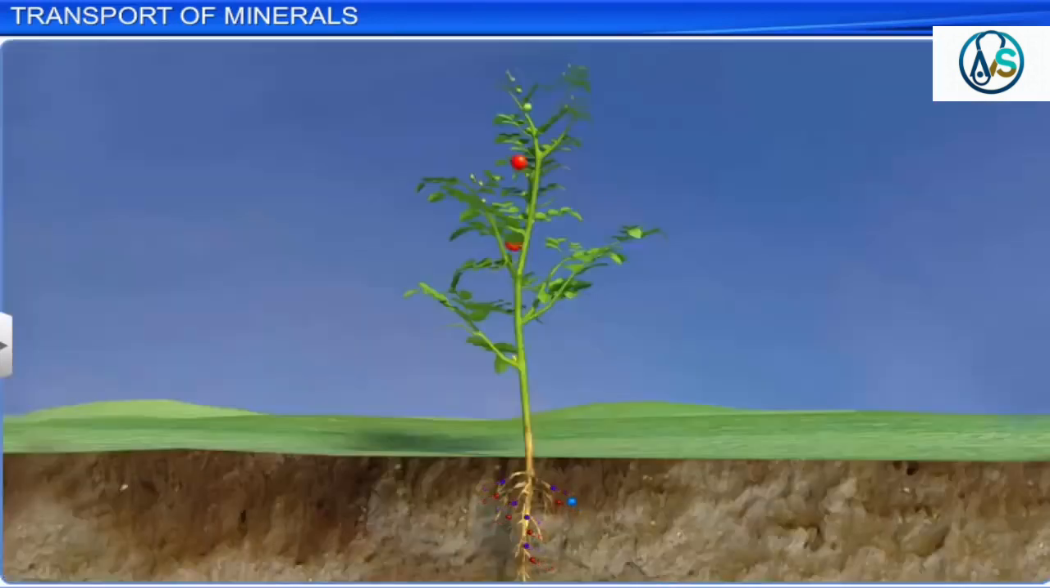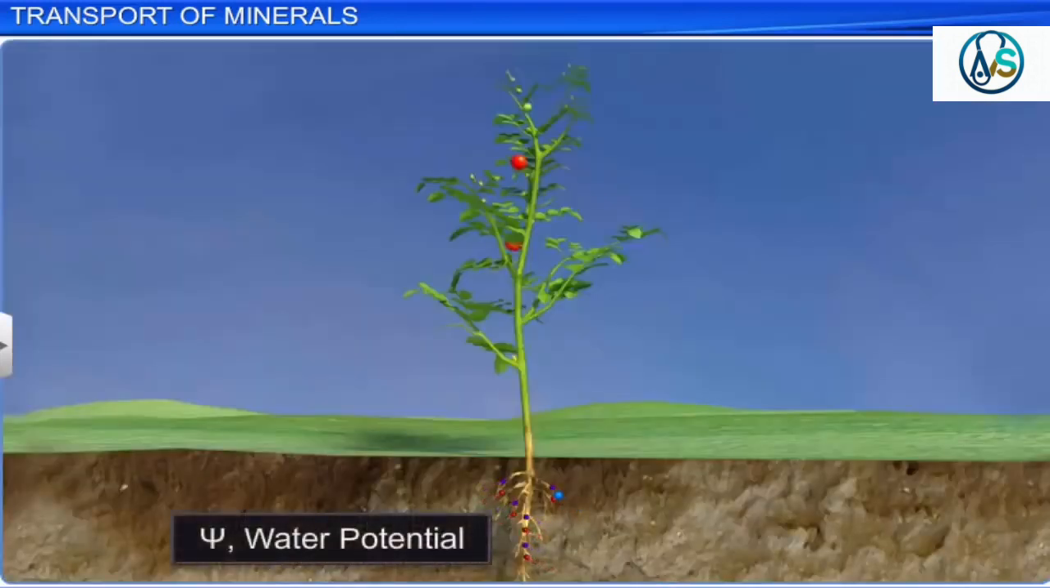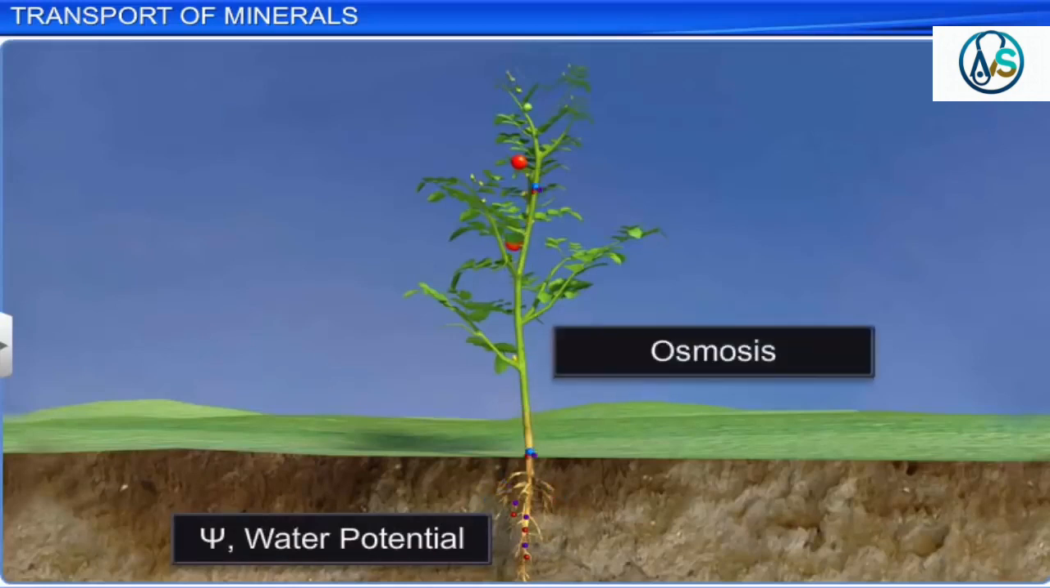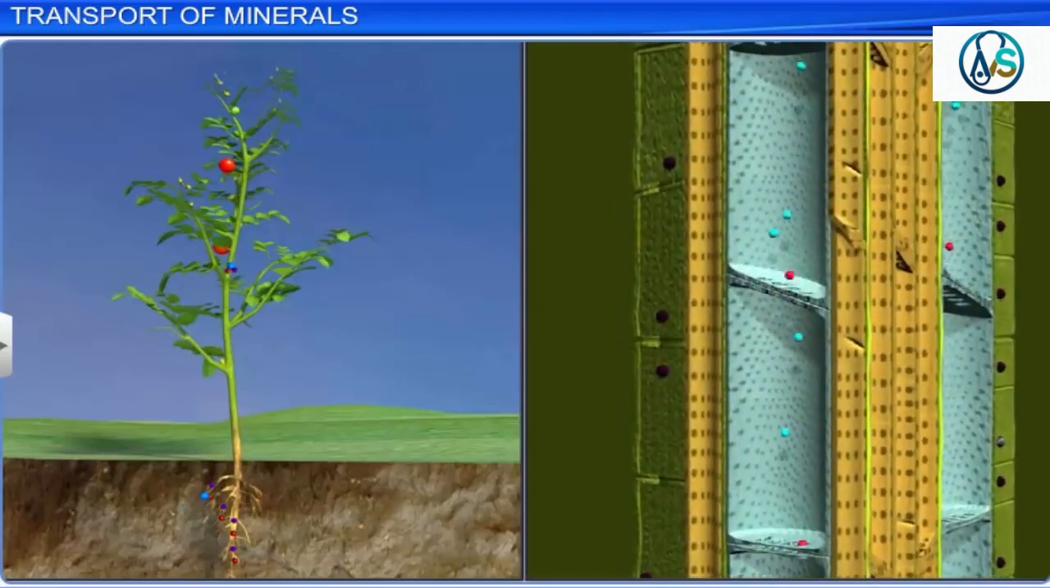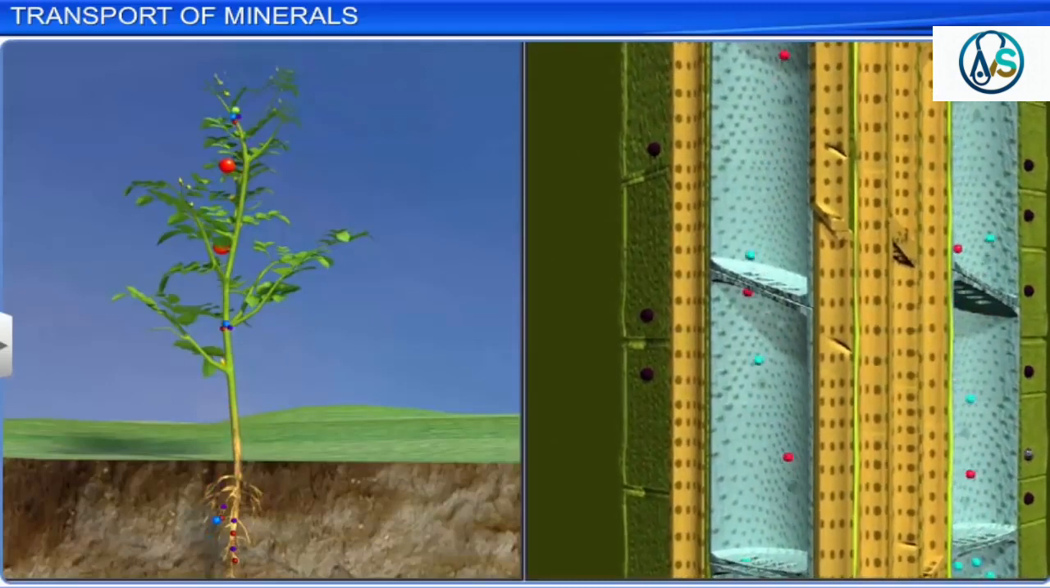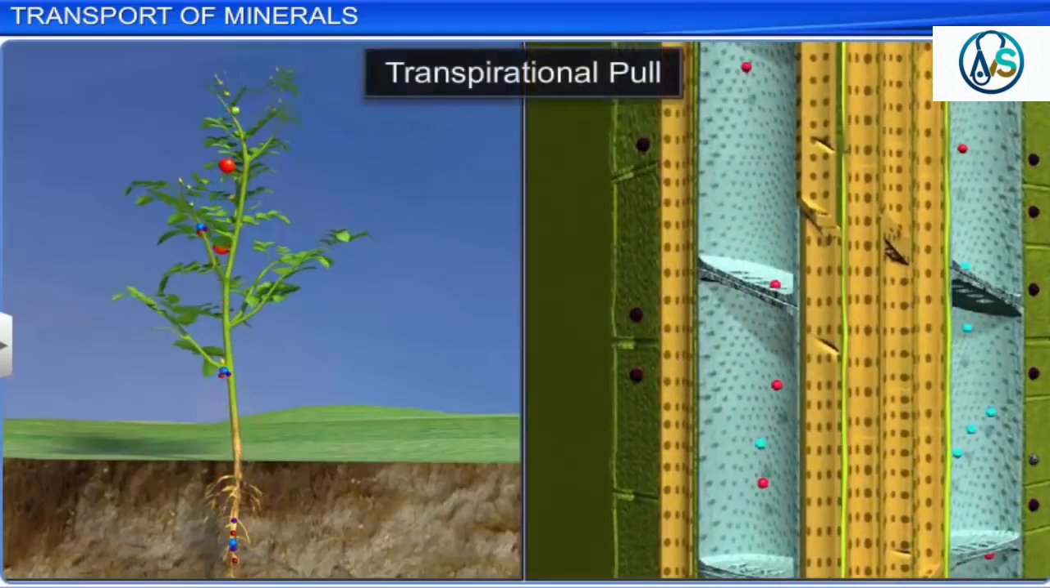The active uptake of ions causes a water potential gradient in roots, which results in the uptake of water by osmosis. After ions reach the xylem either passively or by active absorption, they are transported up the stem to the various sinks inside the plant body by transpirational pull.